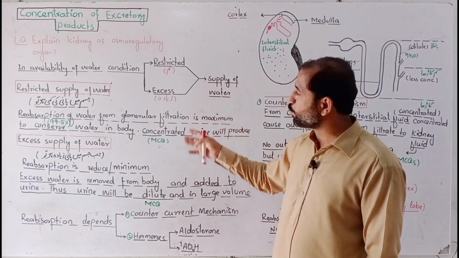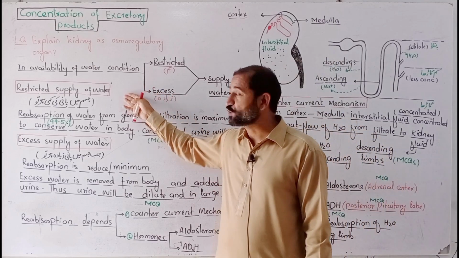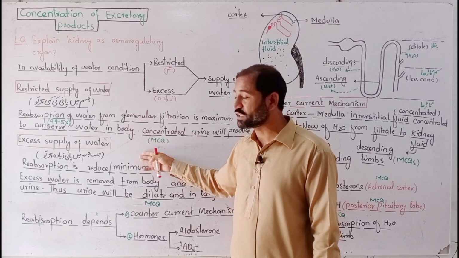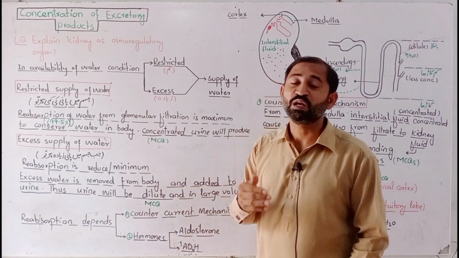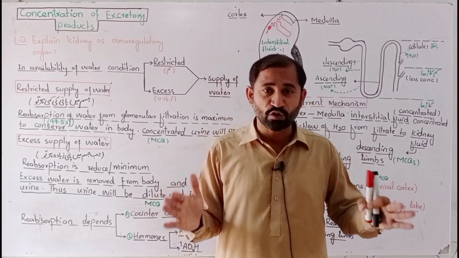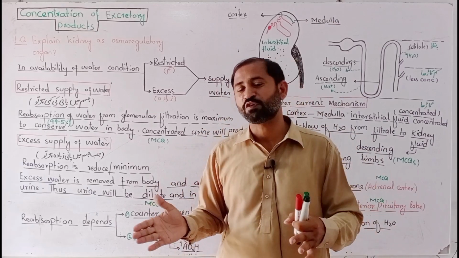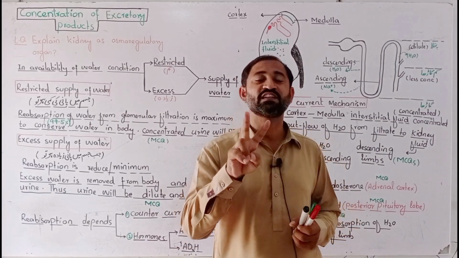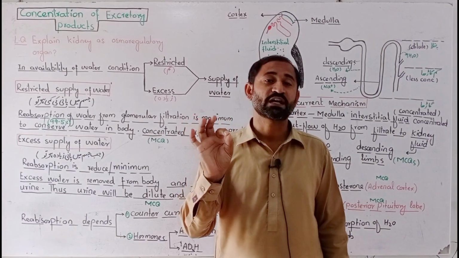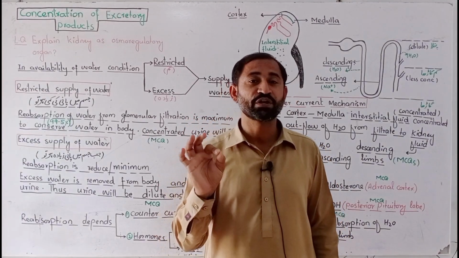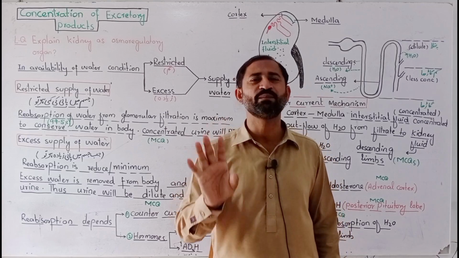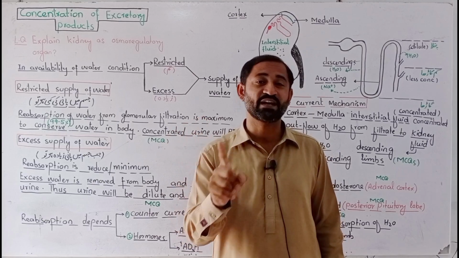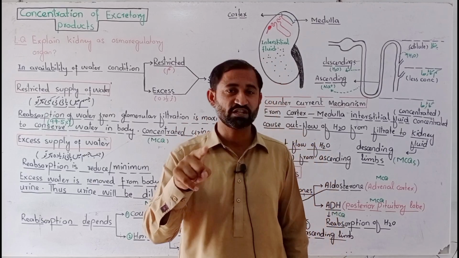Next is the basis on which reabsorption in restricted supply and no reabsorption in excess supply depends. Whether our kidney will reabsorb water or not, on what basis does it depend? It depends on two basic mechanisms. Number one, counter current multiplier or counter current mechanism. Both these names are used for the same mechanism. This controls the exchange of water.